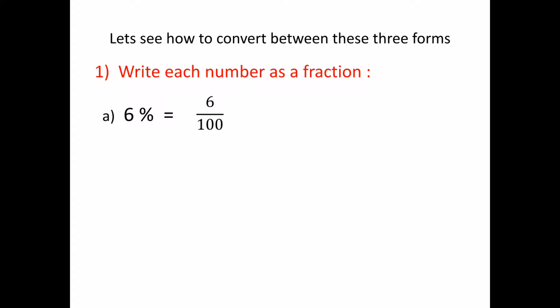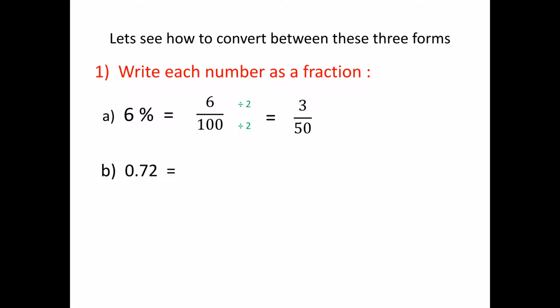Is this the simplest form? No, because these two numbers, the 6 and the 100, are even numbers. So I can divide by 2 up and down. When I divide by 2 up and down, the answer will be 3 over 50, which is the simplest form. 0.72. How do I write this as a fraction? Write everything that you have in the numerator and think about the denominator.